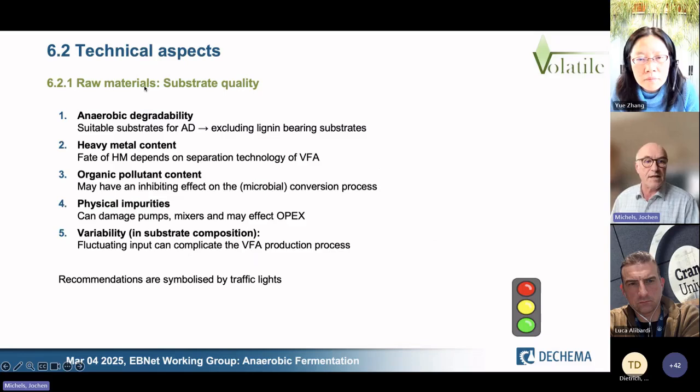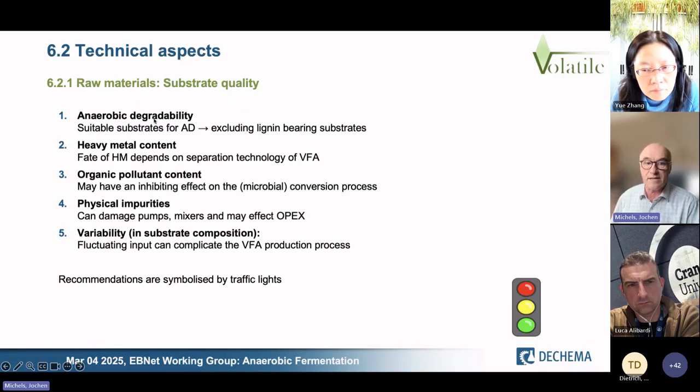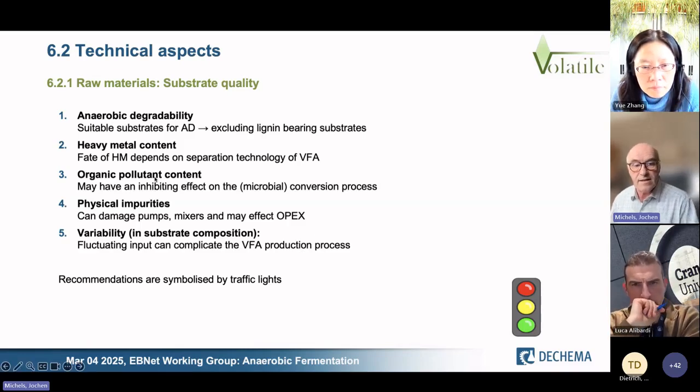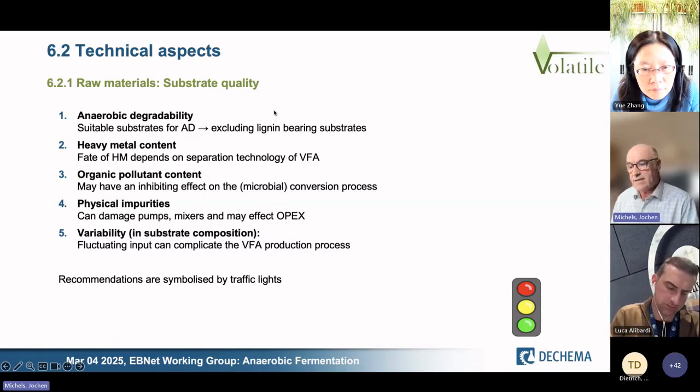So looking at the raw materials, we had a look at the substrate quality, covering anaerobic degradability, heavy metal content, organic pollutant content, physical impurities, and variability in substrate composition. And the recommendations we gave in that section were symbolized by traffic lights. So it was very easy to see which of these criteria is in favor of VFA or even not.